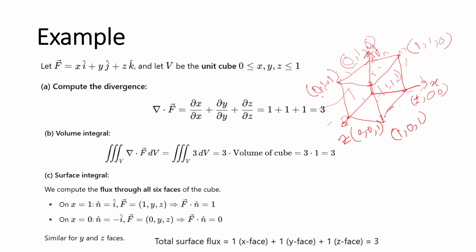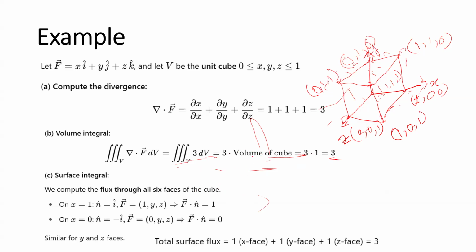We need to compute the divergence. The divergence is del dot F, where F is xi plus yj plus zk. Taking the dot product, we directly get 3. Similarly, we can compute the volume integral. The volume integral over the whole region will also be 3.